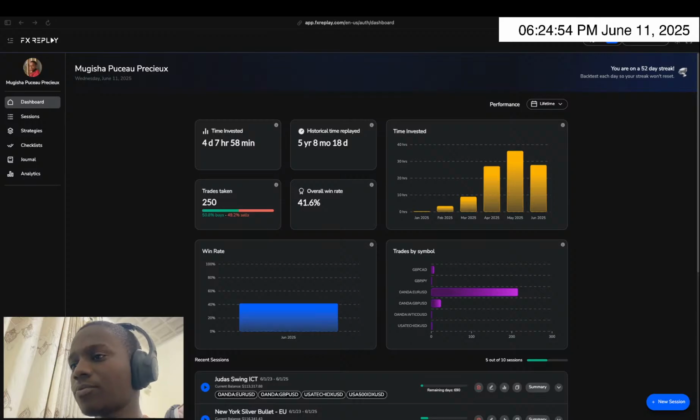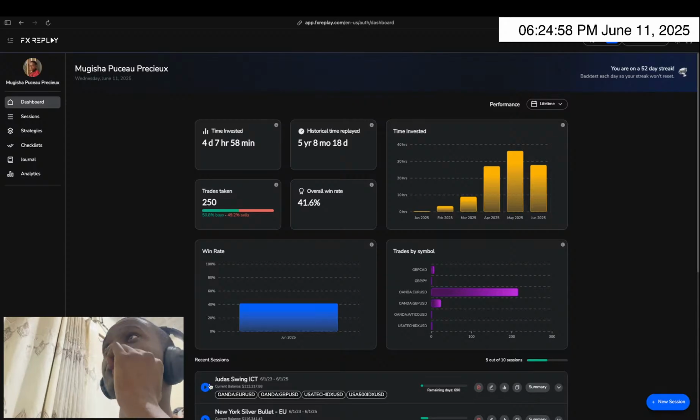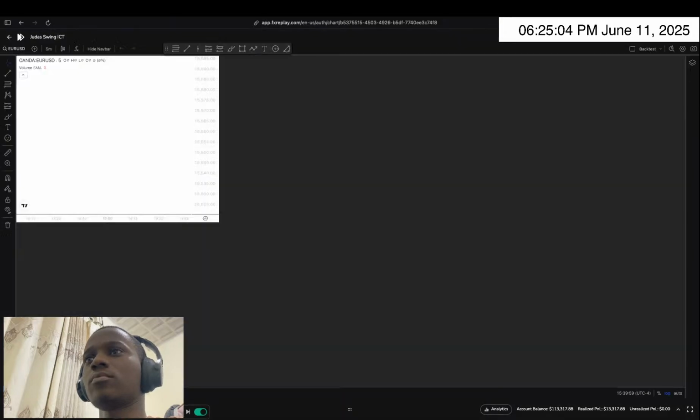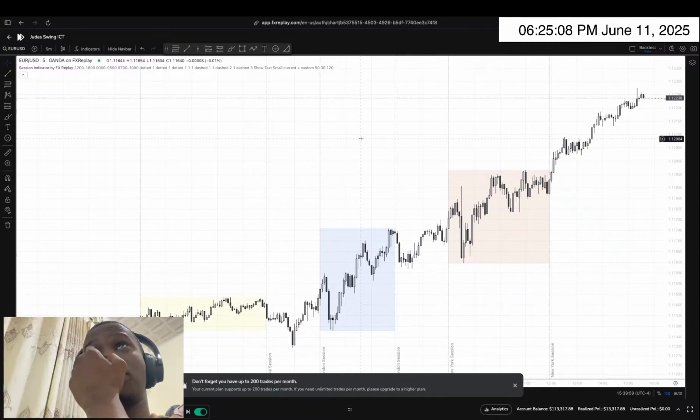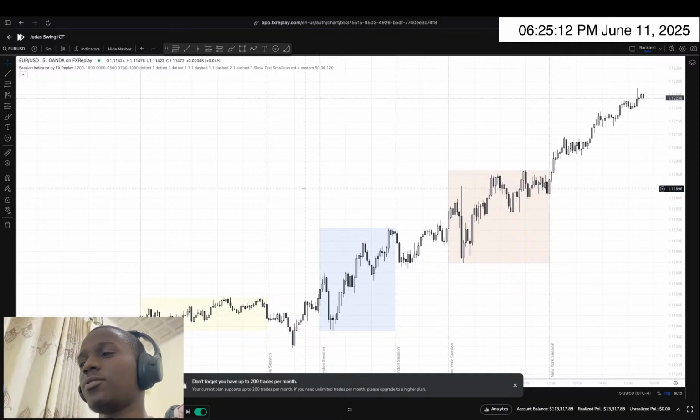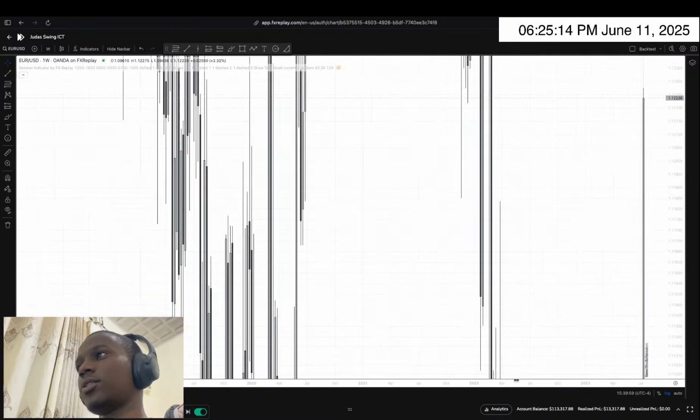Okay, so let's go. So let's remove the drawings. Good. Now I'll go to the weekly time frame, do a simple top down.